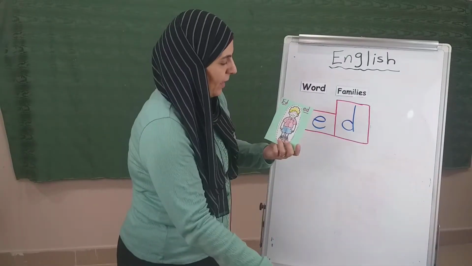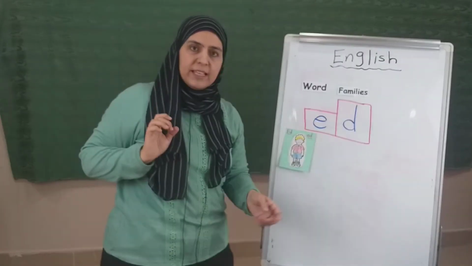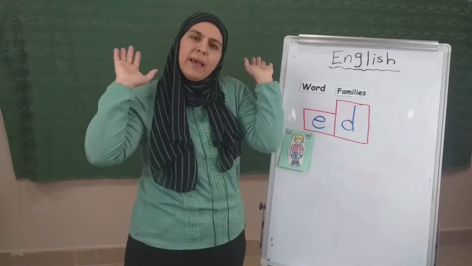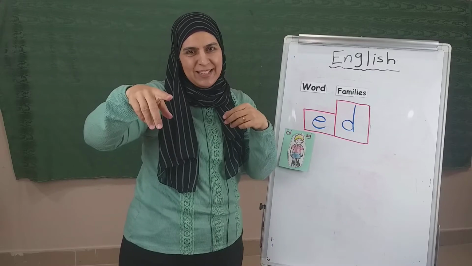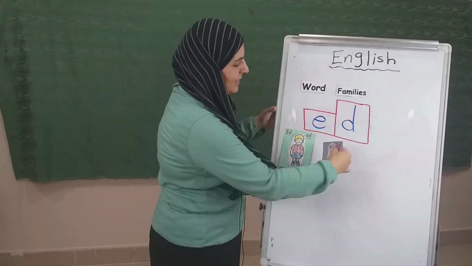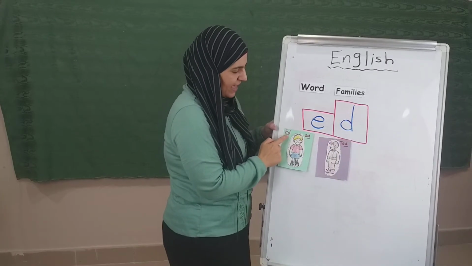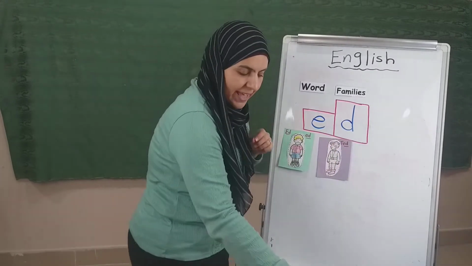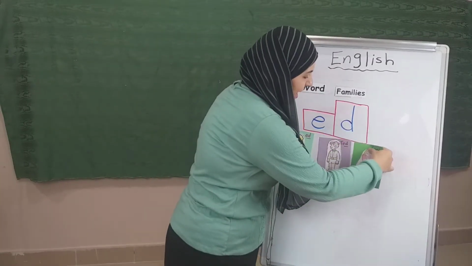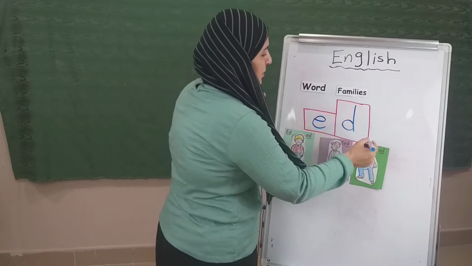So let's see. Ed, everybody say Ed. This is Ed. His name is Ed, like my name is Mai. Your name is? Boy or a girl, yes. Now, Ed, Ted, everybody say Ted. Ed, Ted, and Fred. Are you ready to listen to the story?